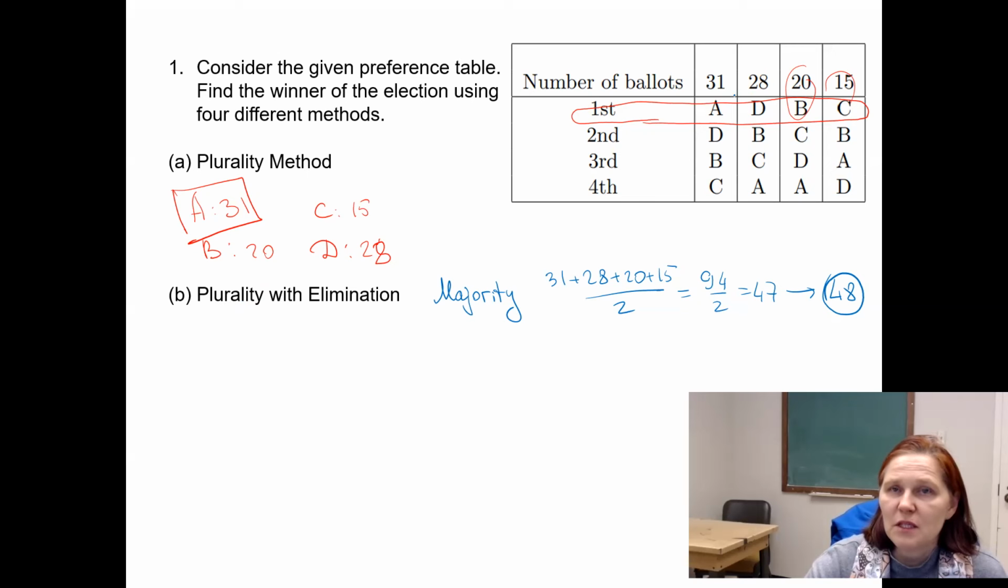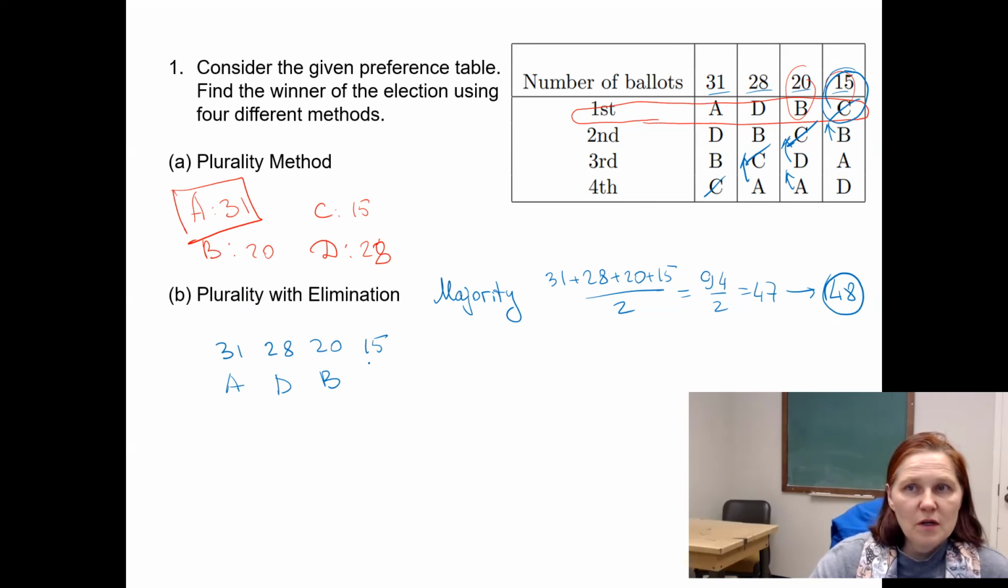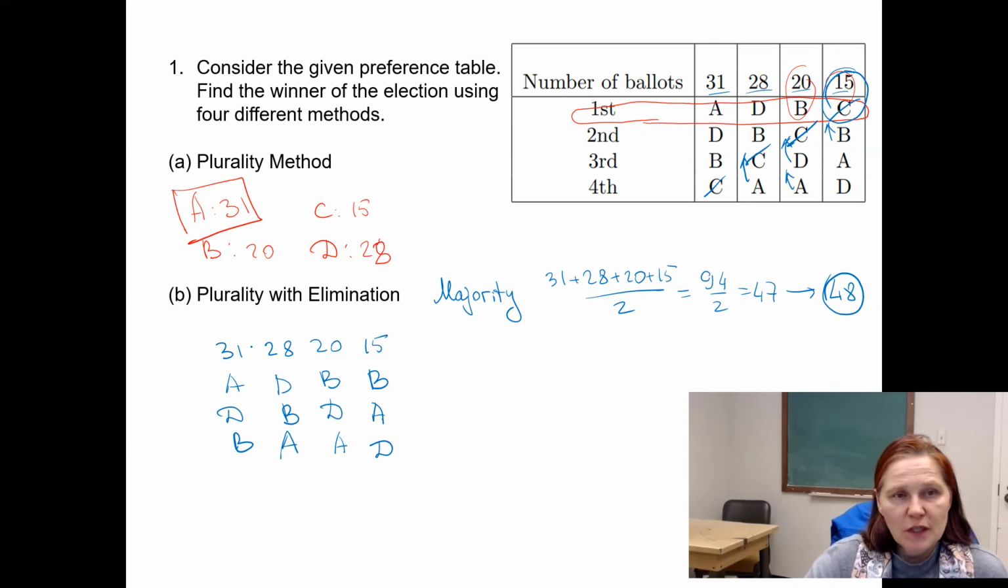We eliminate the weakest candidate. So 31, 28, 20, 15. 15 is the lowest number, so we eliminate C. We remove C from all the ballots and we move the candidates that are below C up. We get a new table without C. So instead of C in the last column, we will have B. So A also goes up and D goes up. So this is the new preference table.